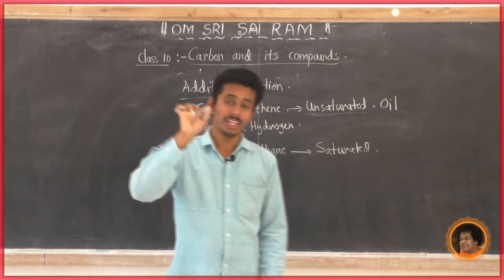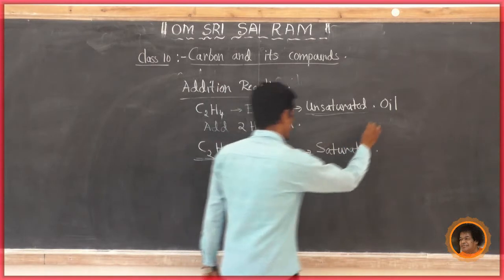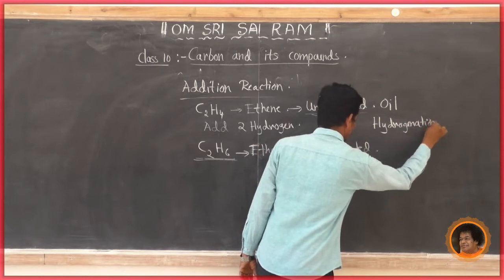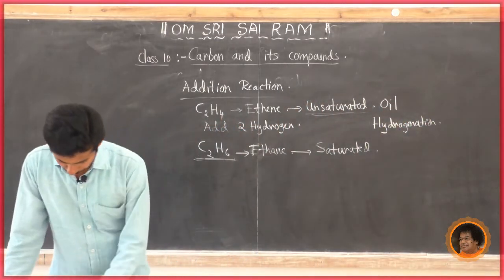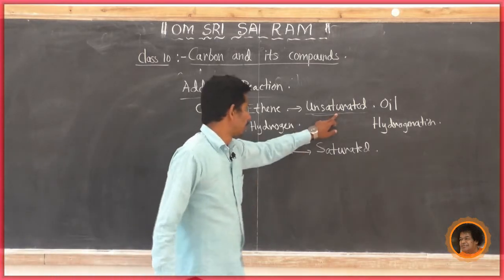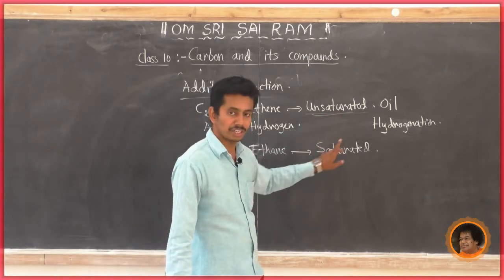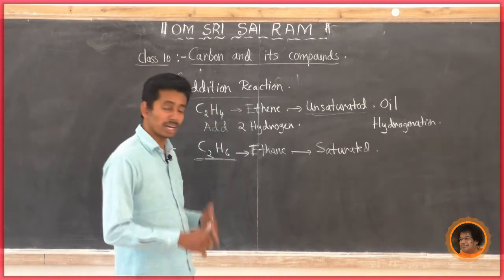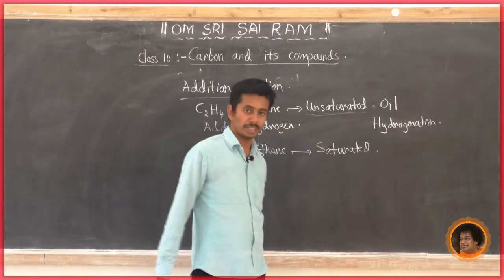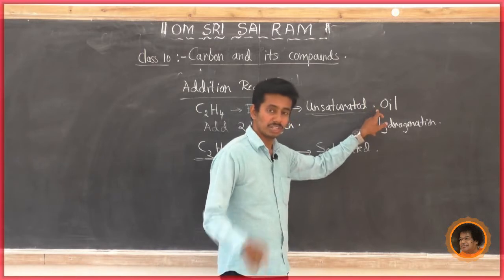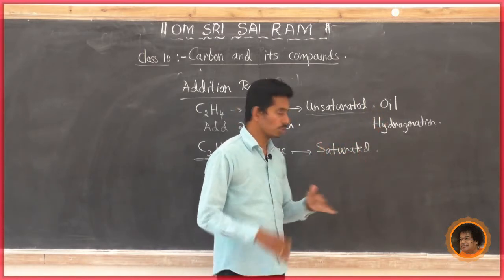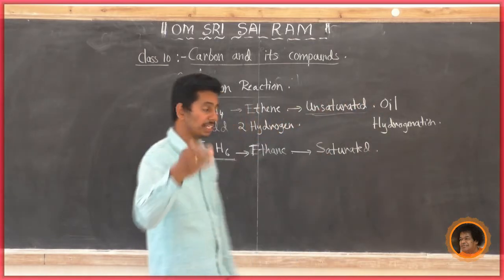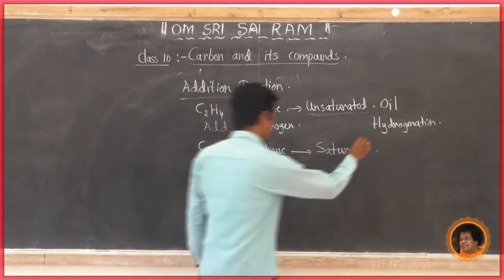That process is called hydrogenation. Very important, hydrogenation. What is hydrogenation? Hydrogenation means the conversion of unsaturated oil into saturated fat by adding hydrogen. What is the need? Why do we have to convert this oil into saturated fat? Because the shelf life of oil is very less compared to saturated fats. So we are converting unsaturated oil into saturated fat by adding hydrogen. This process is called hydrogenation.